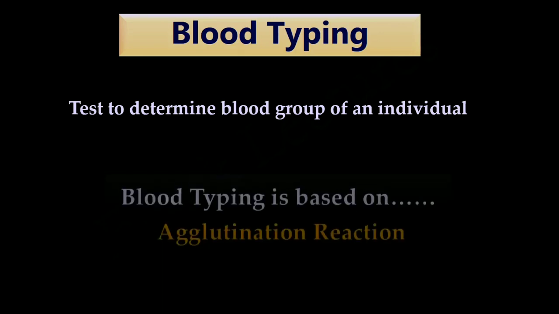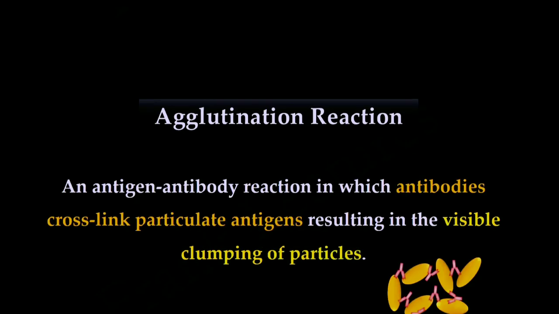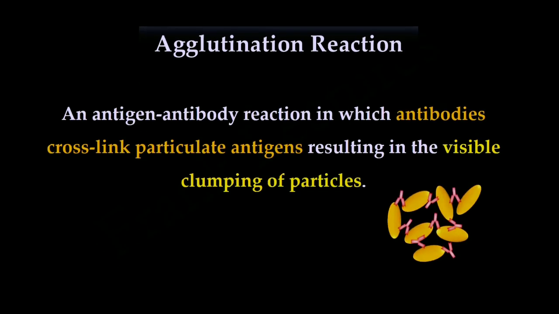This test is based on agglutination reaction. Recall that agglutination reaction is an antigen-antibody reaction in which antibodies cross-link particulate antigens resulting in the visible clumping of particles.